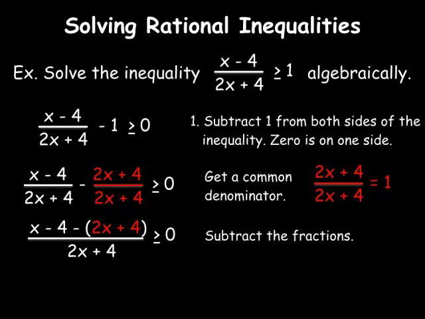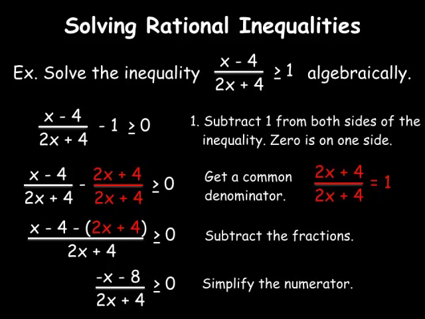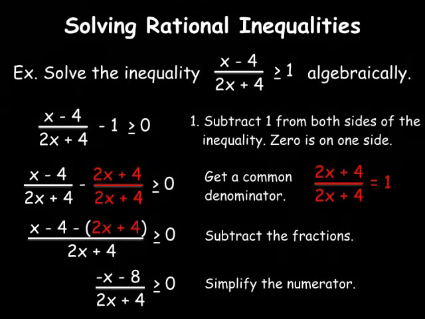We have (x − 4 − (2x + 4))/(2x + 4) ≥ 0. When we distribute the minus and combine like terms, we obtain (−x − 8)/(2x + 4) ≥ 0.